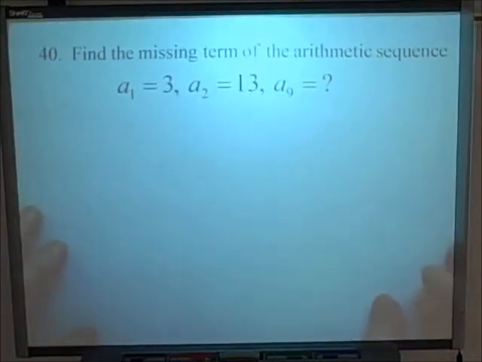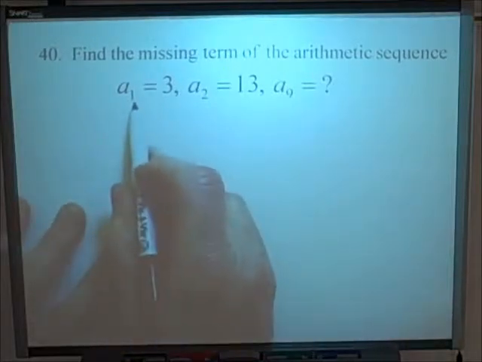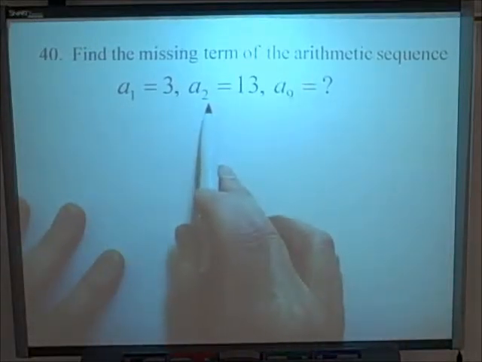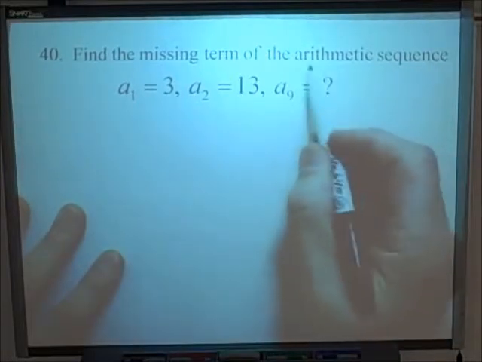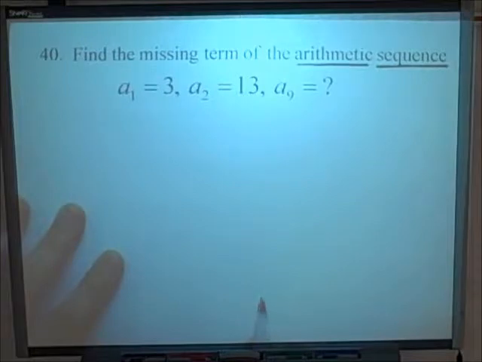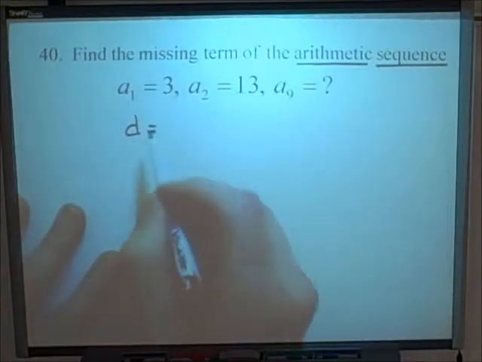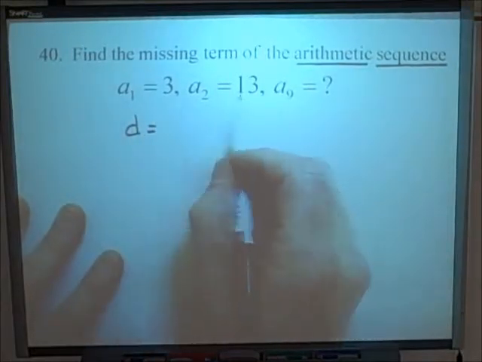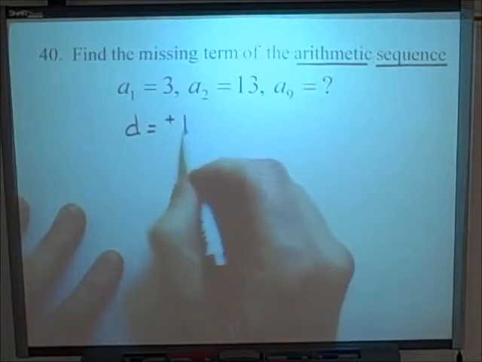Number 40. Find the missing term of the arithmetic sequence. I've got a first term. Well, that's nice. I've got a second term. Do I know a pattern? I wouldn't know a pattern if they didn't tell me this. It's an arithmetic sequence. So our difference, we're going up. It's 13 minus 3. We're going up by 10.